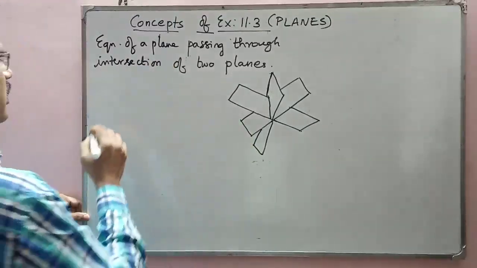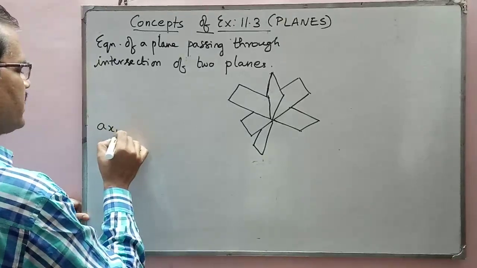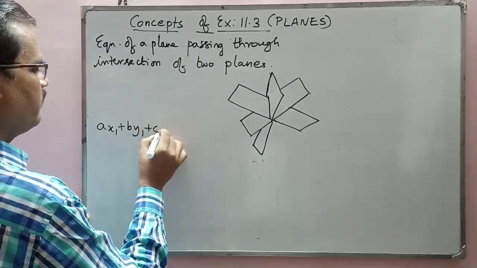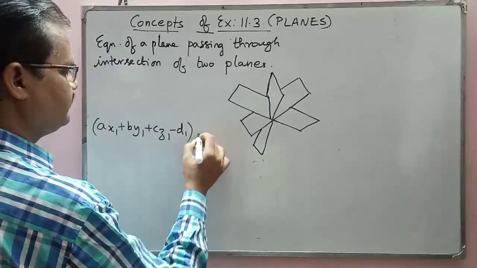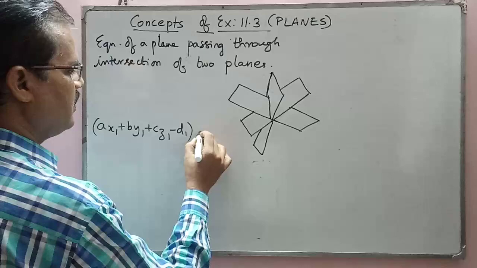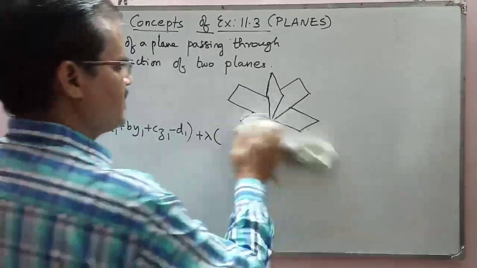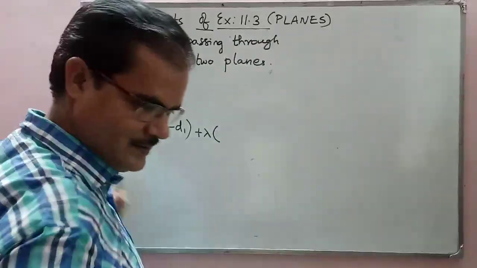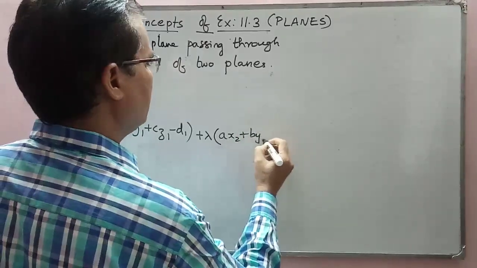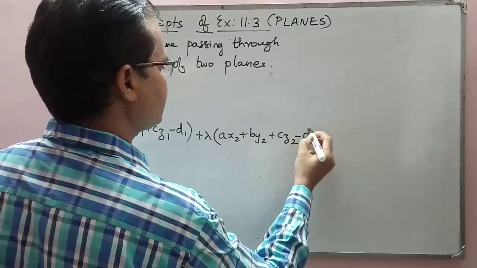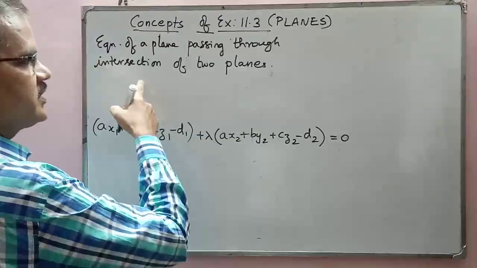Then the equation will be, you can do it in the Cartesian form, that will be easier: a1x plus b1y plus c1z minus d1, plus lambda times (a2x plus b2y plus c2z minus d2), equals 0. This is the equation of the plane passing through the intersection of two planes.